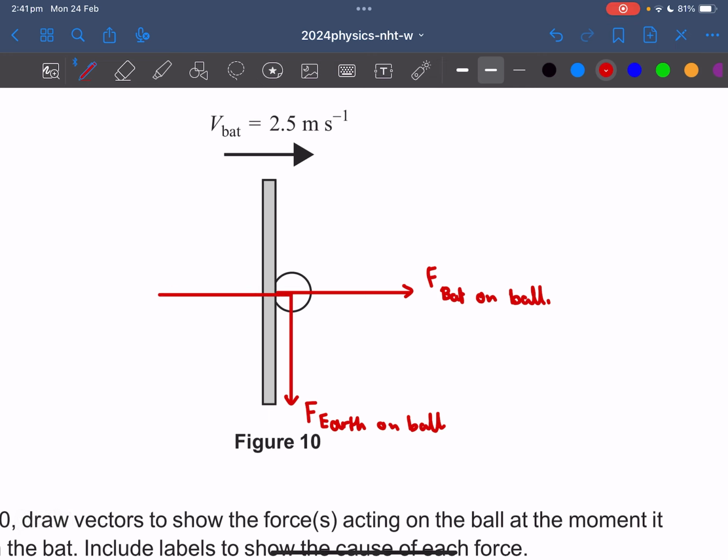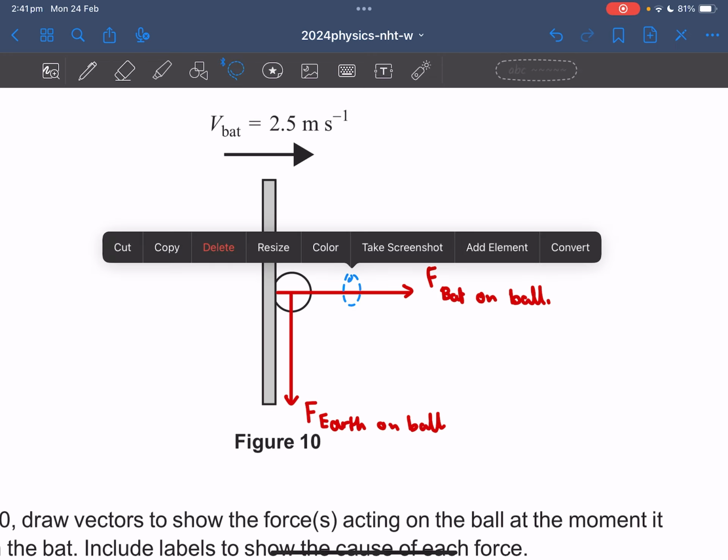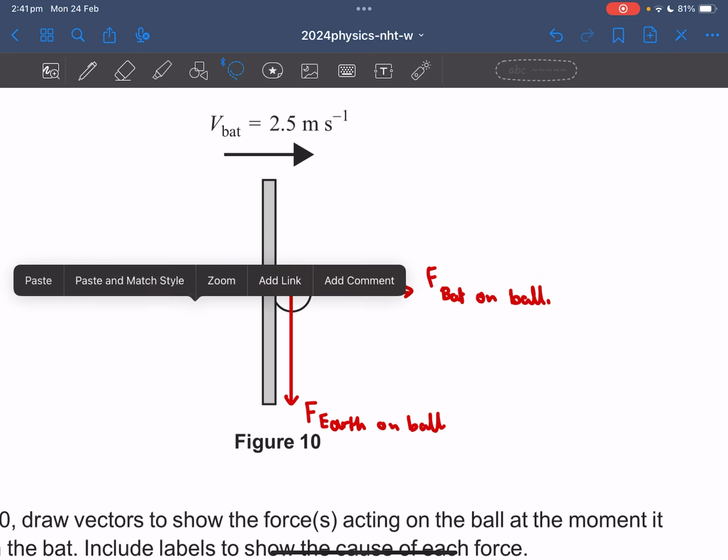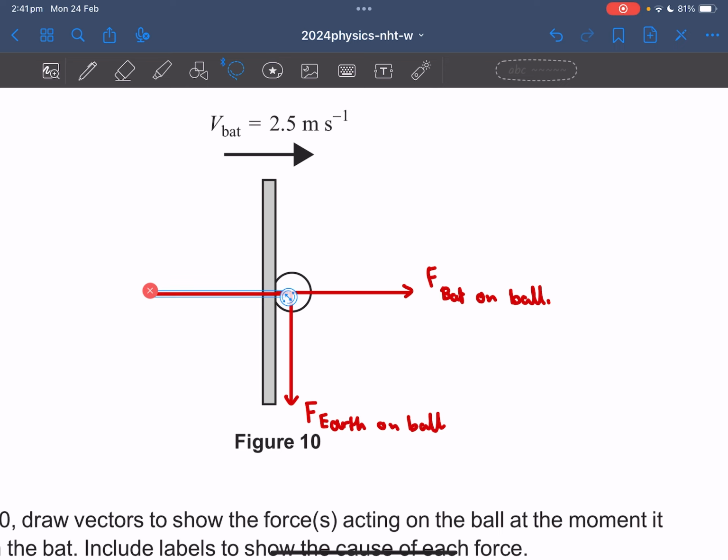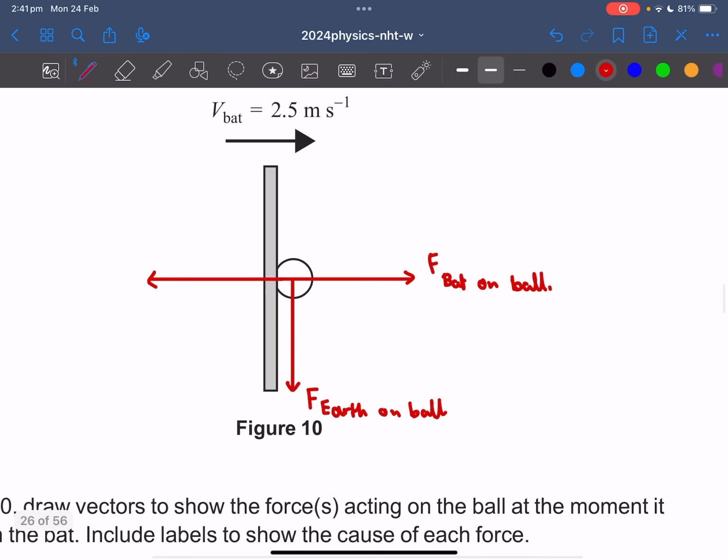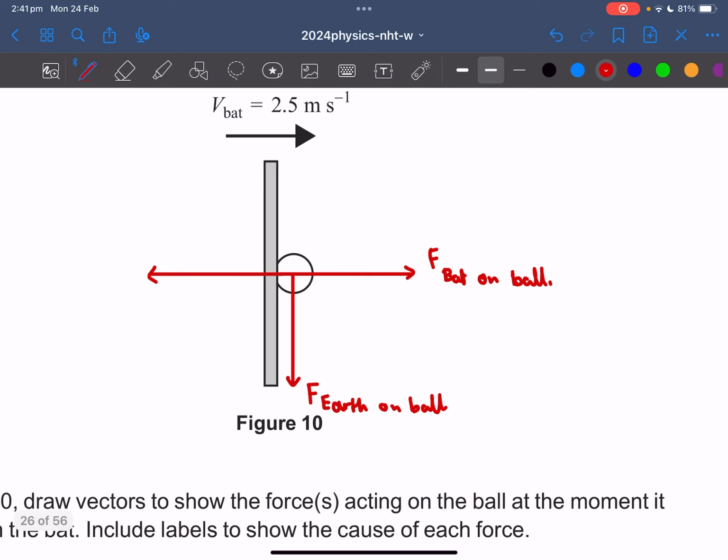Yeah, like that. Actually, let me just copy and then paste that, and then paste. It's gonna be like that. Okay, they're going to be equal and opposite in terms of direction. So F ball on bat. Okay.